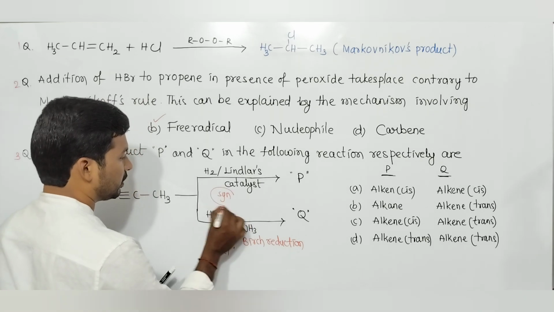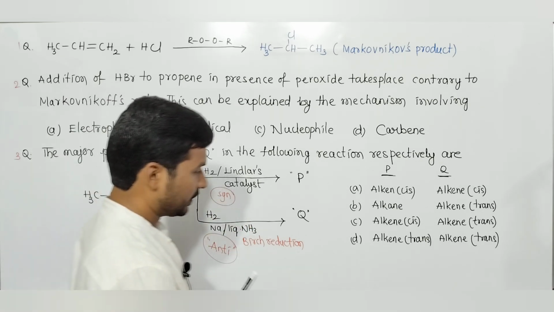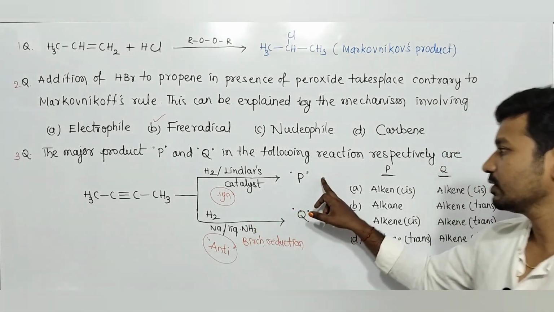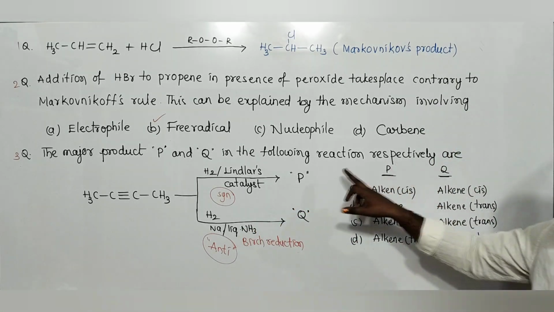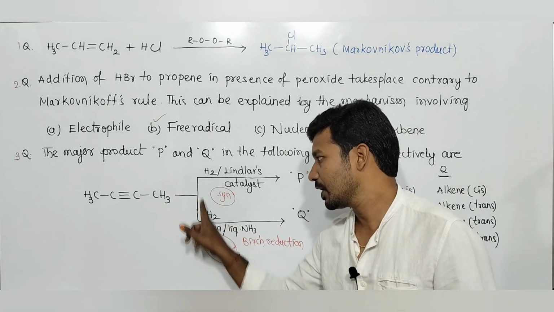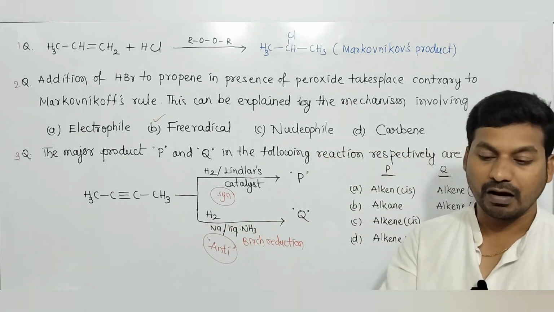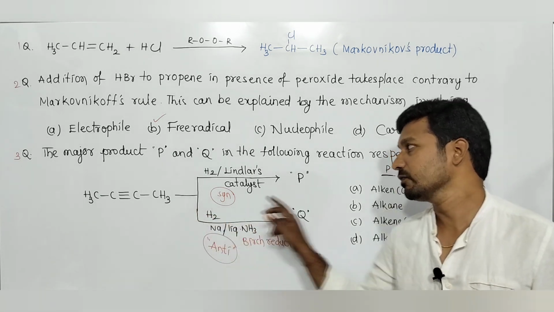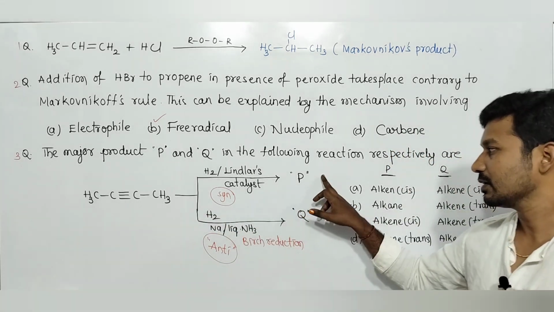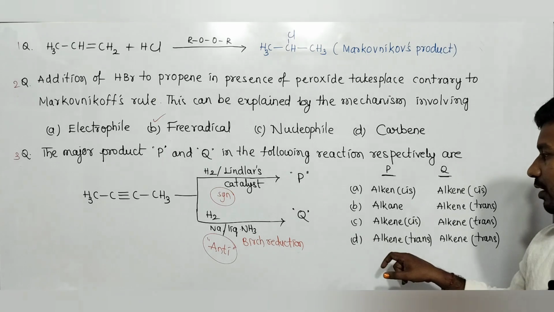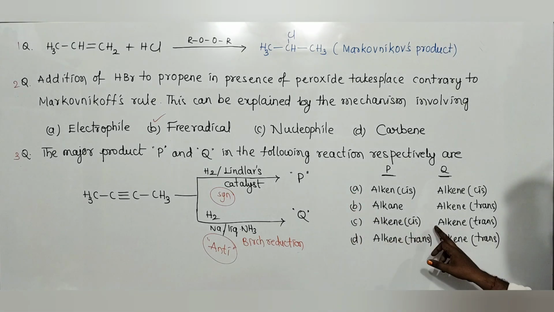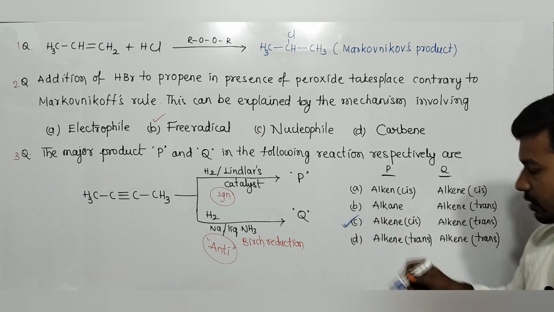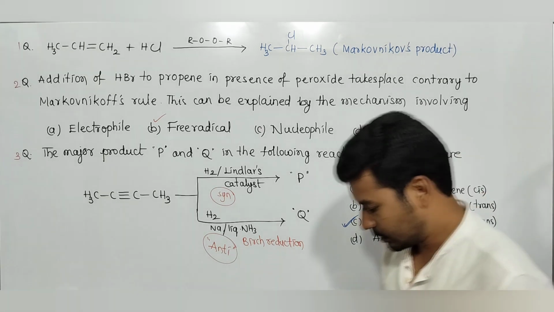So here it is syn addition, and here it is anti-addition. Anti-addition gives trans product, syn addition gives cis product. So P is cis alkene. Alkyne upon hydrogenation gives alkene, and alkene upon hydrogenation gives alkane. Here alkyne to alkene: syn addition gives cis alkene, anti-addition gives trans alkene. Which product is correct? So option C is correct. Take this one.